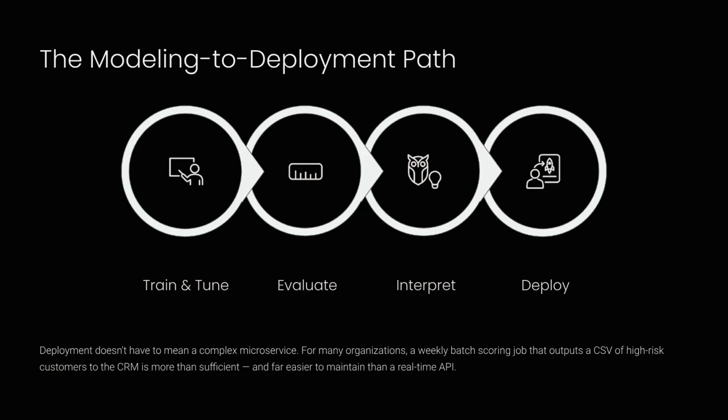The path from modeling to deployment doesn't always require a complex API. A simple weekly batch job can often be the most effective way to provide high-risk customer lists to your business teams. In our final chapter, we discuss tools and resources.